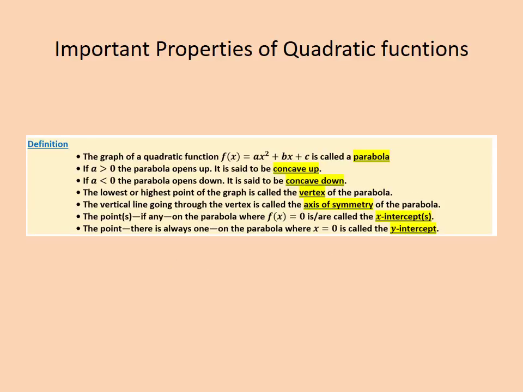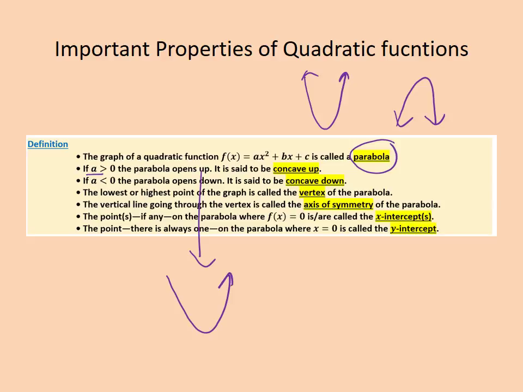The basic shape of a quadratic is a parabola. You'll recall it looks like this, or it looks like this. If a, which is our leading coefficient, is positive, it opens up. That type of parabola looks like this, and it's said to be concave up. If a is negative, the parabola opens down, which looks like this.